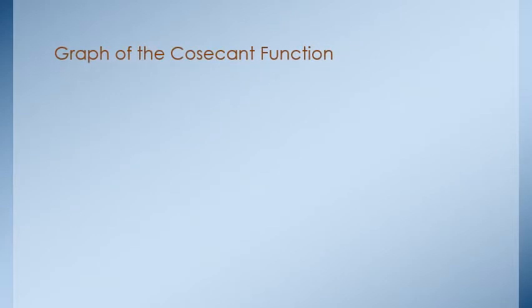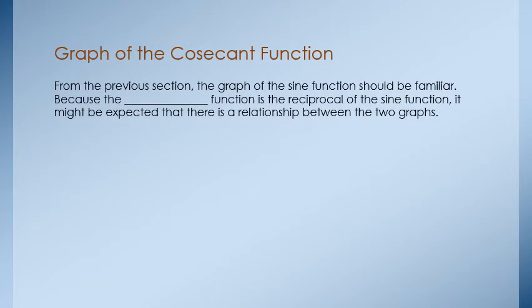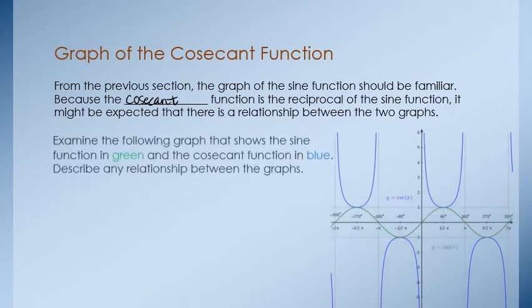Let's begin by looking at the graph of the cosecant function. From the previous section, the graph of the sine function should be familiar. Because the cosecant function is the reciprocal of the sine function, it might be expected that there's a relationship between the two graphs. So let's take a look.